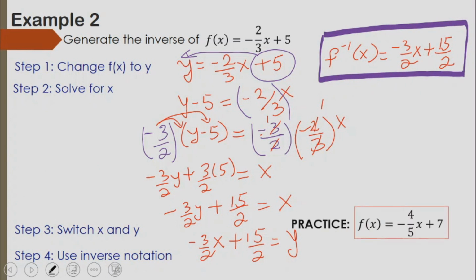So I want you to practice this particular type of linear equation using this f of x. So generate the inverse of this f of x.